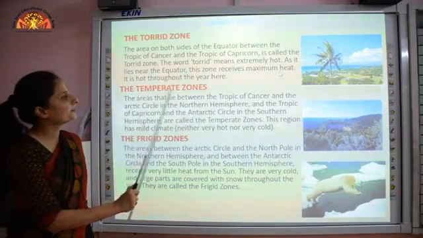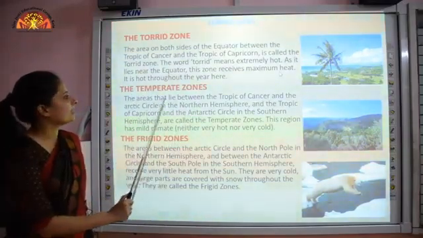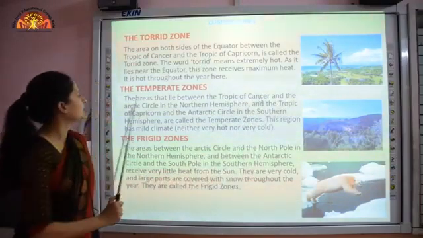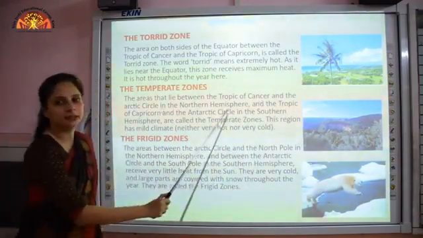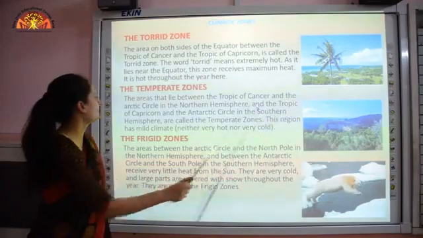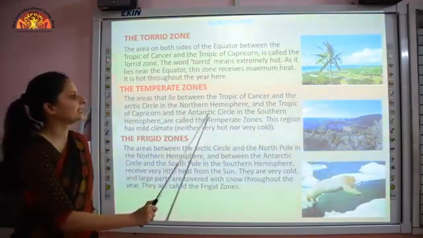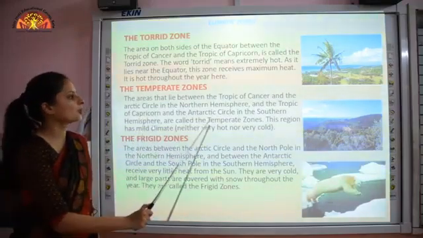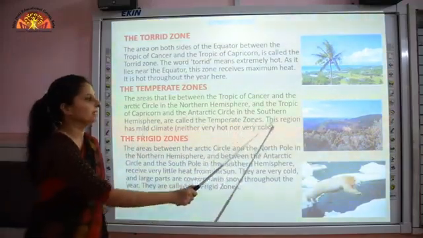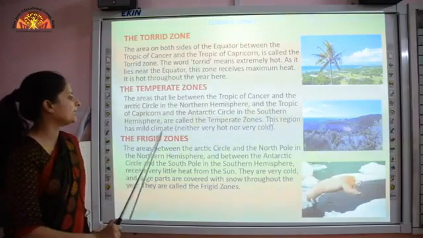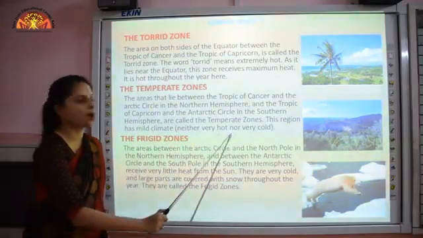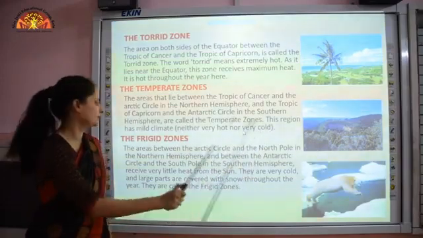Next, the temperate zones. The areas that lie between the Tropic of Cancer and the Arctic Circle in the northern hemisphere and the Tropic of Capricorn and the Antarctic Circle in the southern hemisphere are called the temperate zones. This region has a mild climate. Mild climate means which is neither very hot nor very cold.